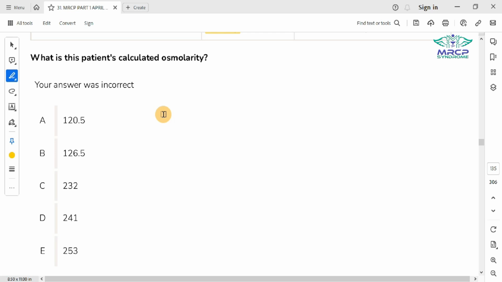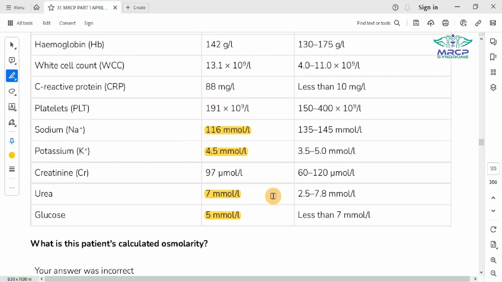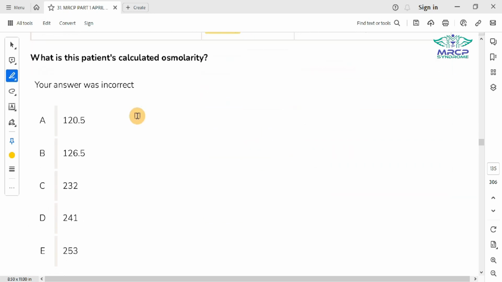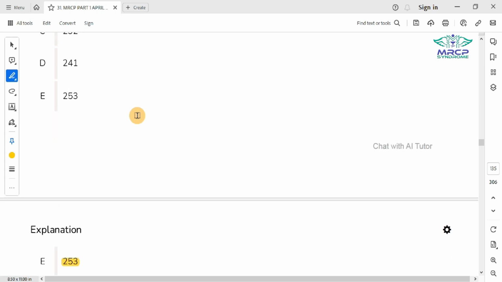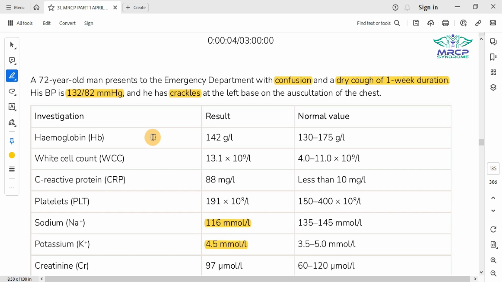What is the patient's calculated osmolarity? So how to calculate osmolarity? The formula: 2 into sodium plus 2 into potassium plus glucose plus urea concentration. All of them will be in millimoles. So 2 into 126 plus 2 into 4.5 plus 7 plus 5. So this is 253. So how can you explain the low osmolarity in this patient?